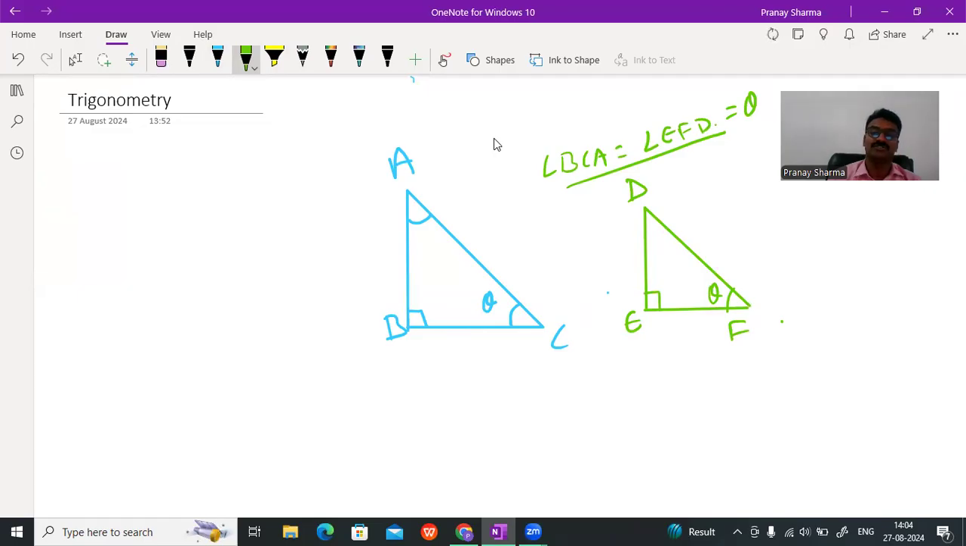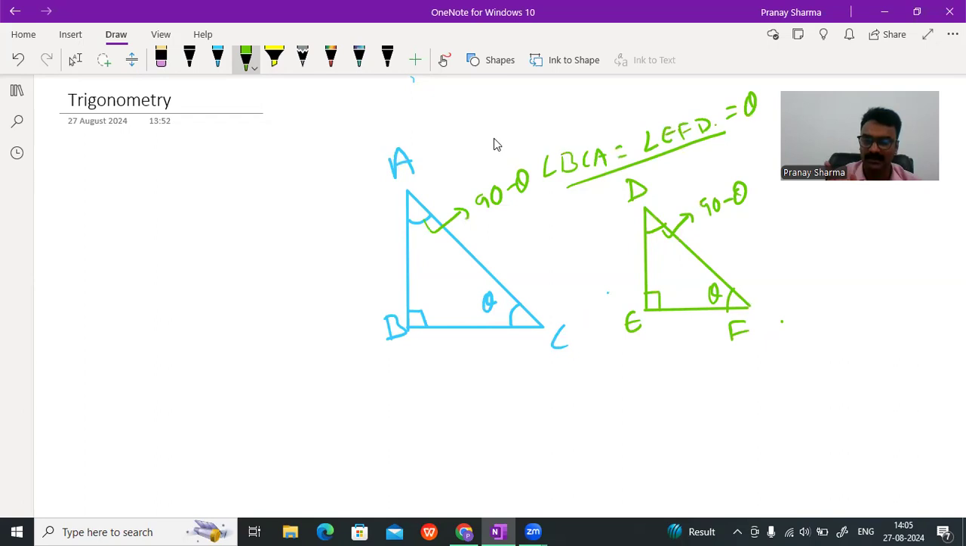But the sides are different. Triangle DEF is smaller than triangle ABC. But they have equal angles, right? Now if we talk about this angle D, don't you think this will also be 90 minus theta, as this is 90 minus theta? So if all the angles are the same, same angles, not sides, then we can say that yes, they are similar.